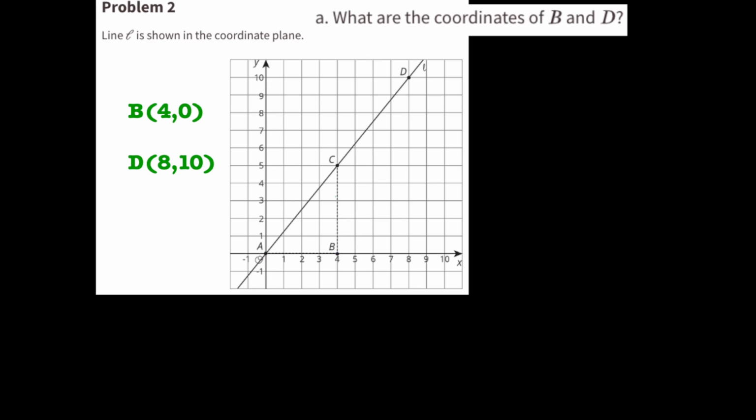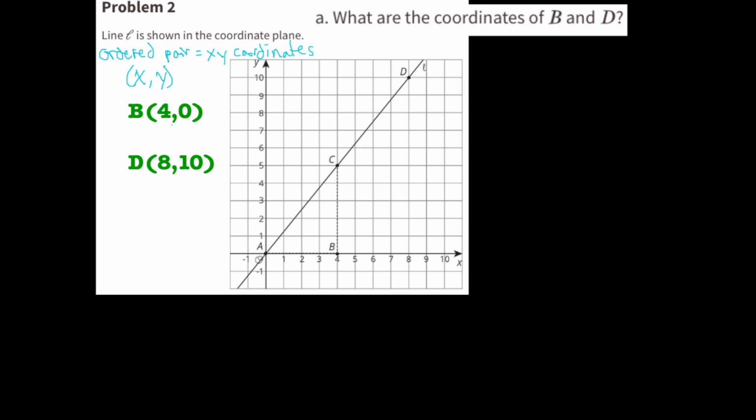Again, the ordered pair, I'll write this down for you. Again, an ordered pair is going to be those x, y coordinates. Coordinates. So that's just saying like an x value and a y value. You need both to have an ordered pair. So it says, okay, point B is going to be 4, 0, and then point D is going to be 8, 10.